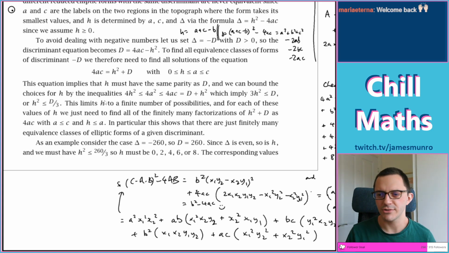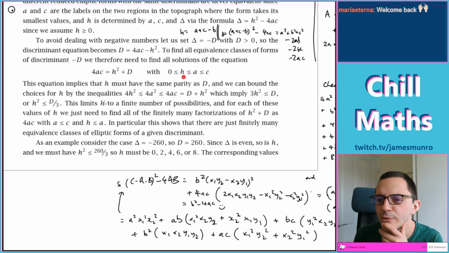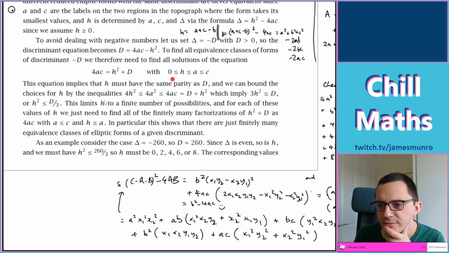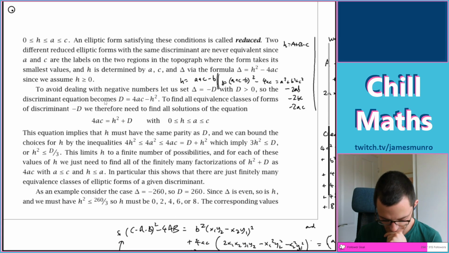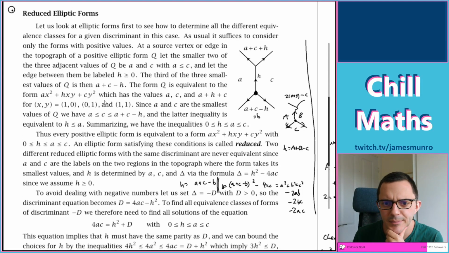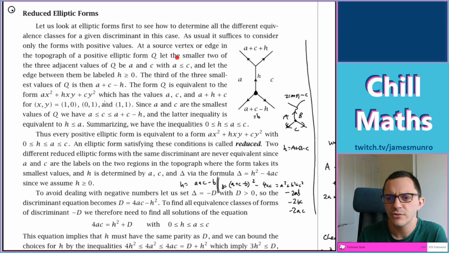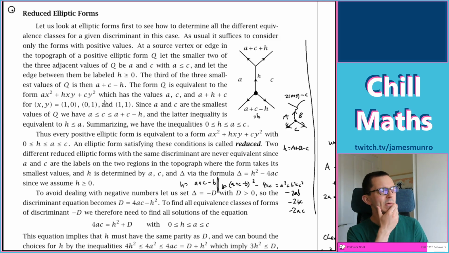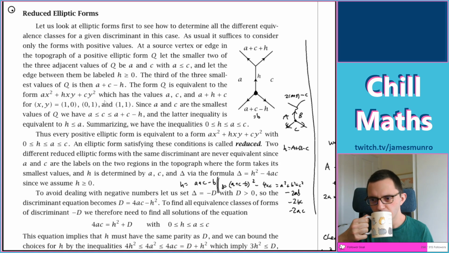So then, without loss of generality, h is even smaller, but positive. Let's go back up. All right, this is reduced form. I should understand this as well, I suppose. Add a source vertex for edge in the top of the graph of a positive elliptic form Q. So this is based on our understanding of what elliptic forms do when they have a source.